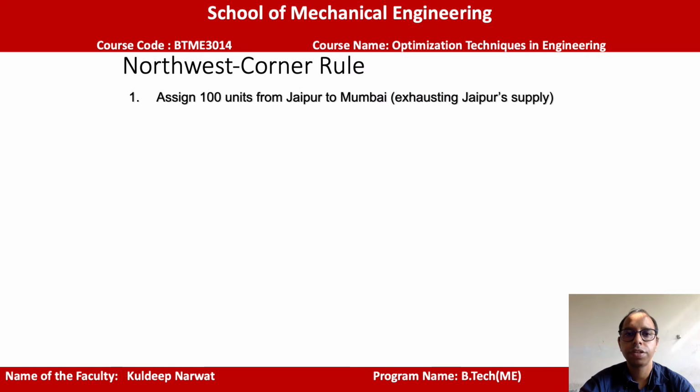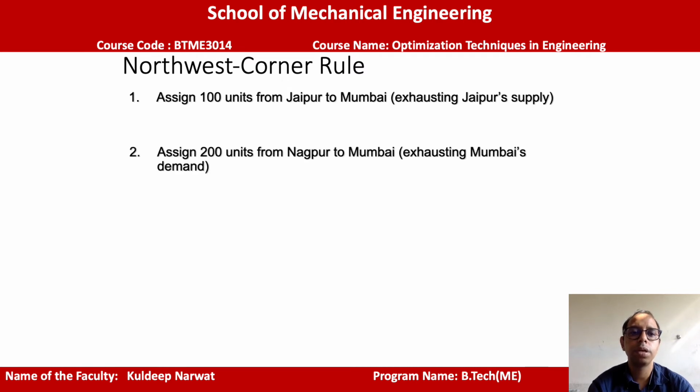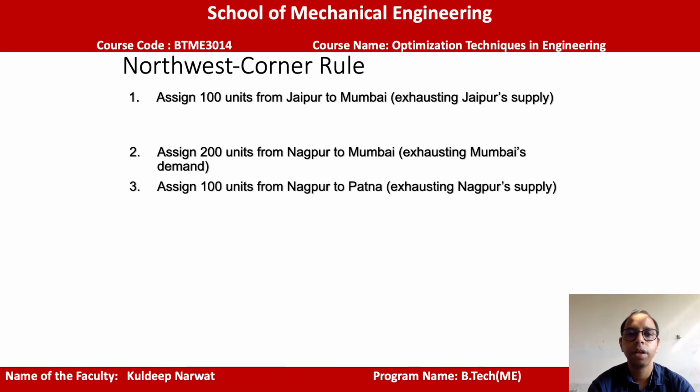So these are some of the steps that we are going to apply while solving the problem using the northwest corner rule. Number one, we will be assigning 100 units from Jaipur to Mumbai, because that is our extreme left corner, so that the Jaipur supply would be exhausted. Next, we'll be assigning 200 units from Nagpur to Mumbai, and that would exhaust Mumbai's demand. Then we'll assign 100 units from Nagpur to Patna. By doing so, we'll be exhausting the Nagpur supply.